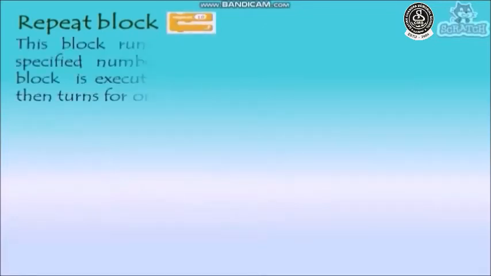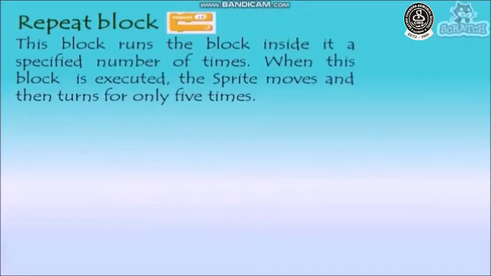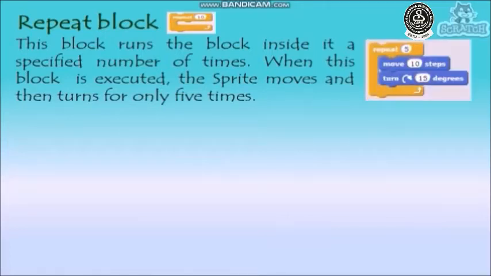Repeat block. This block runs the blocks inside it a specified number of times. When this block is executed, the sprite moves and turns only 5 times, as you see on the right side. Here it is written repeat 5. So it will move 10 steps and turn 15 degrees 5 times.